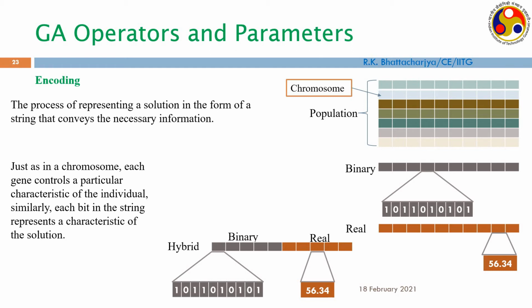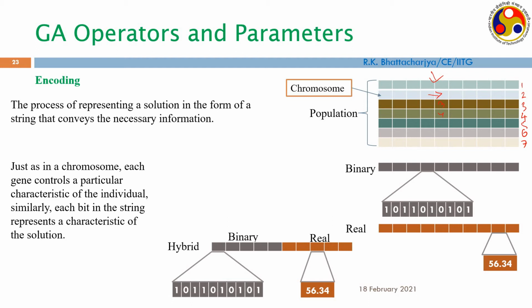Suppose this is the population, and we have 1, 2, 3, 4, 5, 6, 7 solutions here, so I am getting 7 chromosomes. This is the first chromosome, this is the second, this is the third, this is the fourth, and so on. In total I am getting 7 chromosomes. That means in a population I have 7 solutions, or 7 chromosomes.